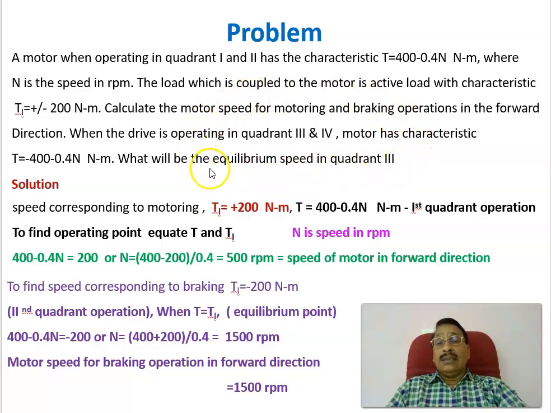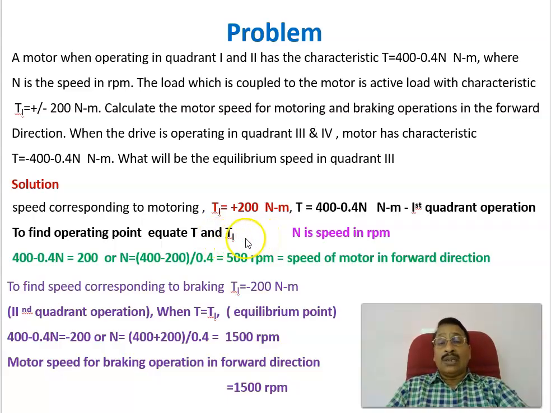Therefore, in these questions, first let us see the speed corresponding to load torque equal to plus 200. That is the first quadrant operation. Load torque equal to plus 200, and the motor torque is given by 400 minus 0.4 N Newton meter. To find the operating point, we have to equate the motor torque with the load torque. That is the equilibrium point at which the motor will be running.